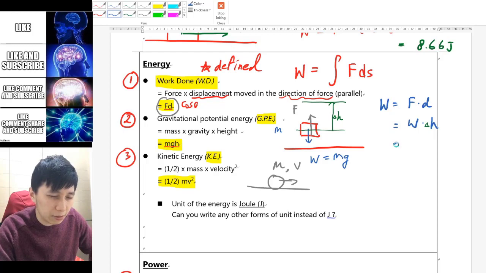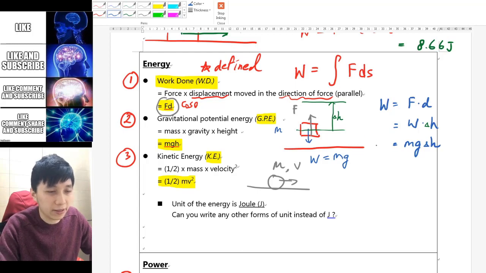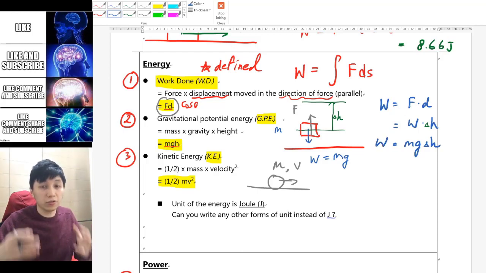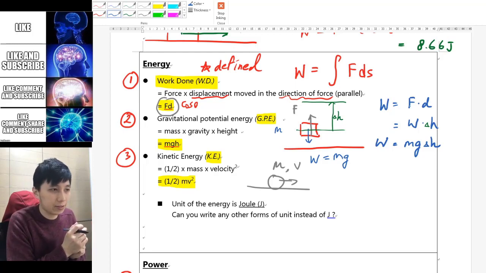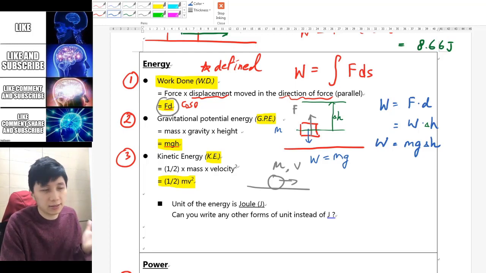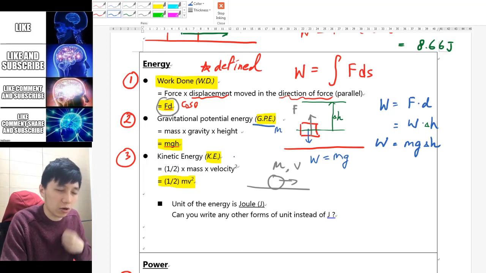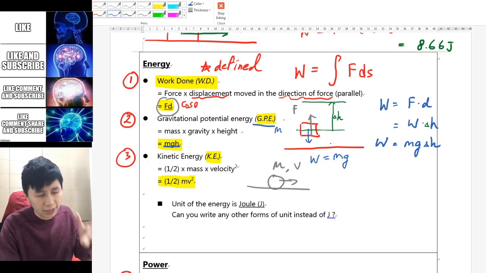And so the next step is simply changing W into mg, and so you will have mg delta h, and that will be the work done you need to lift up a certain object through a certain height. And that is exactly the same energy as we call GPE and the equation mgh. The h is actually the height change instead of just the height.